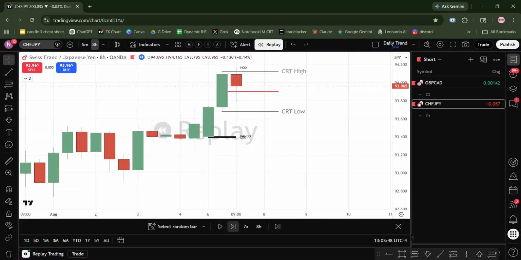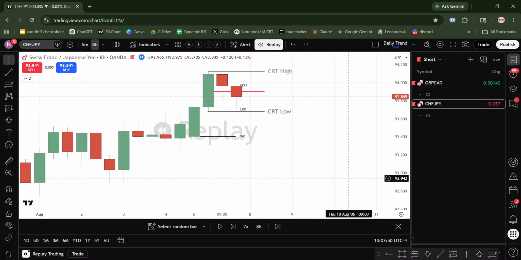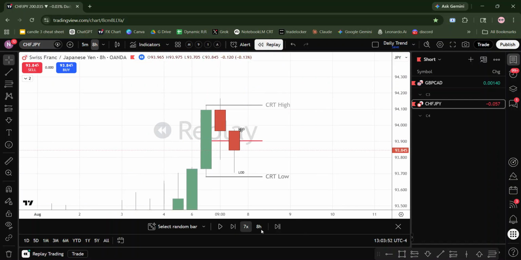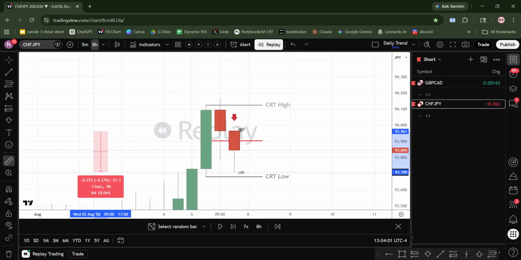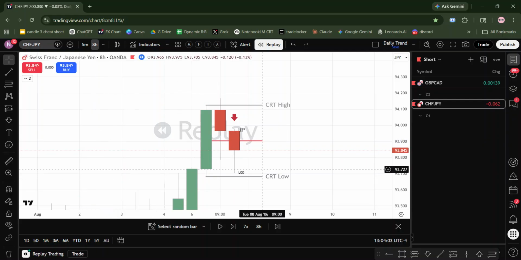But I'll be watching for a candle 3. All right, so that's about the most. I mean, that's what candle 3 gave right here. From the open down, it went down about 25 pips or so. All right, and then retraced.